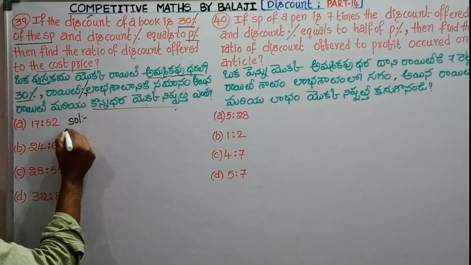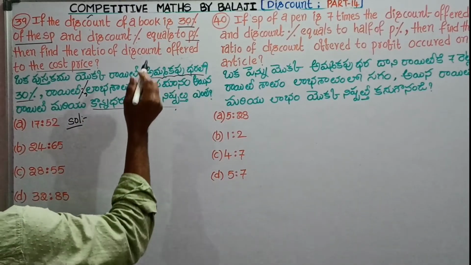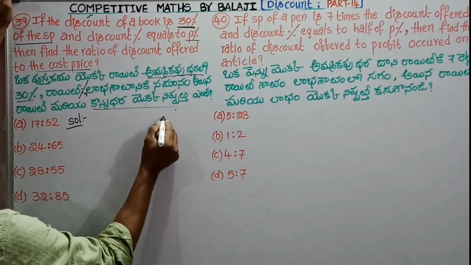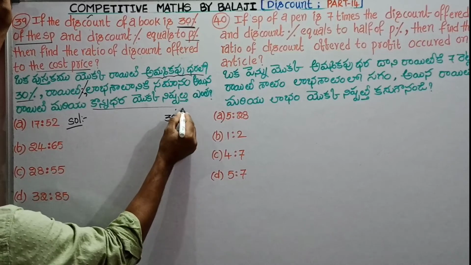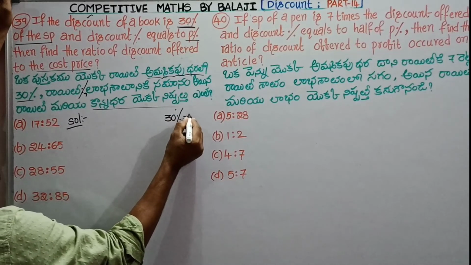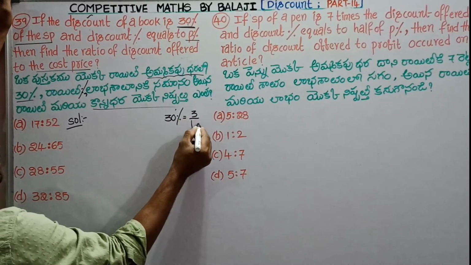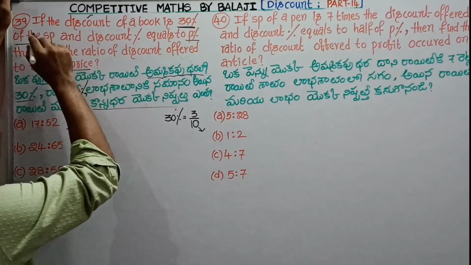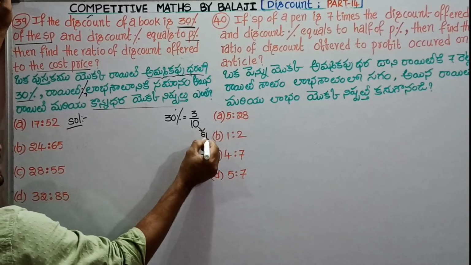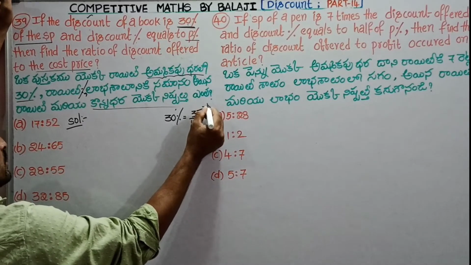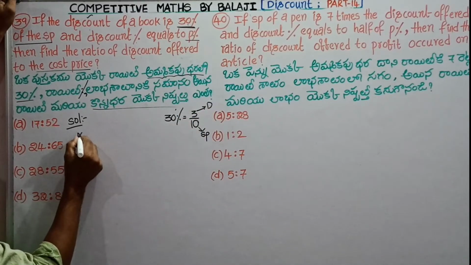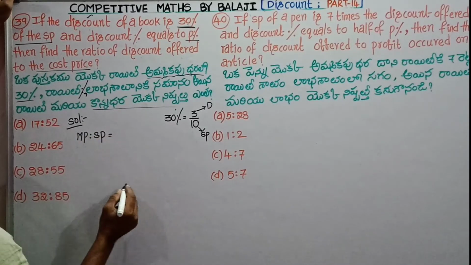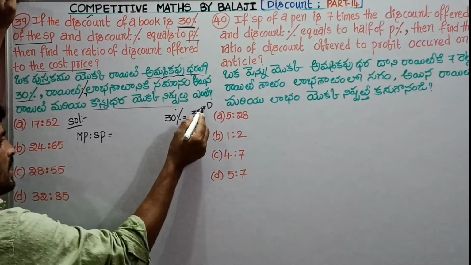Solution. Discount of a book is 30% of selling price. So discount is calculated on SP. 30% of fraction value is 3/10. That is, since discount is calculated on SP, if denominator is SP, discount is 3 units. Consider the ratio of market price to selling price here. Market price is nothing but selling price plus discount.